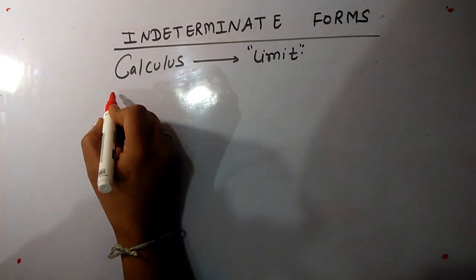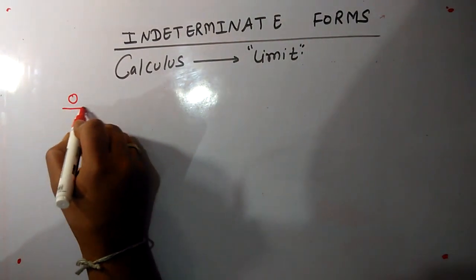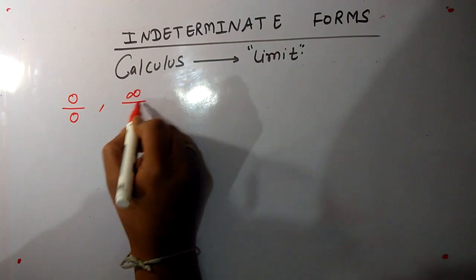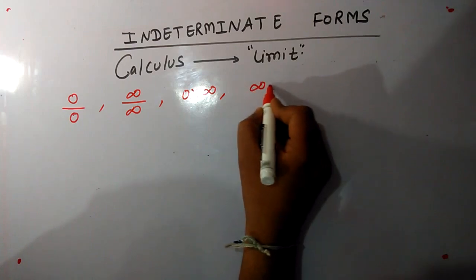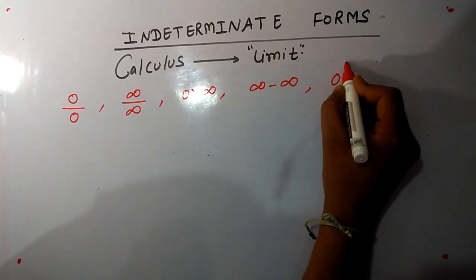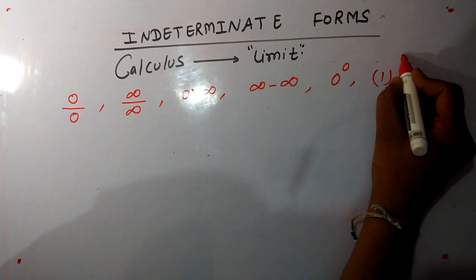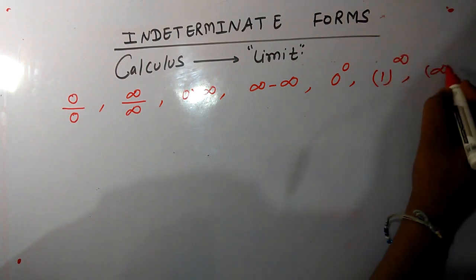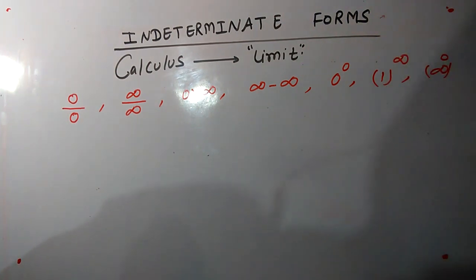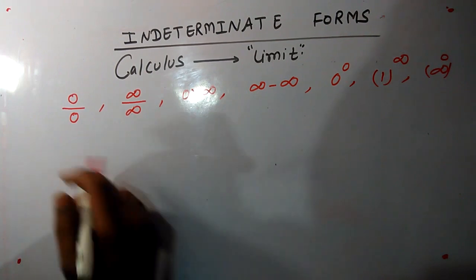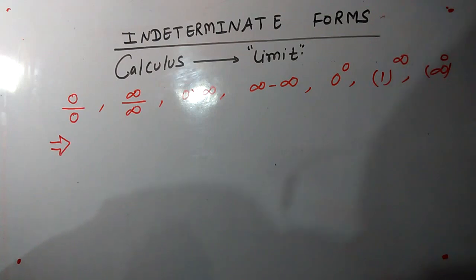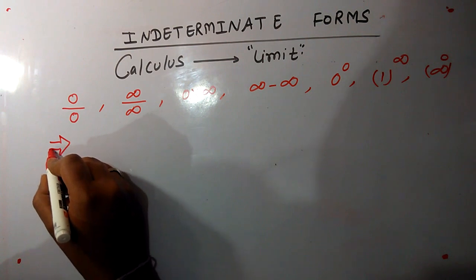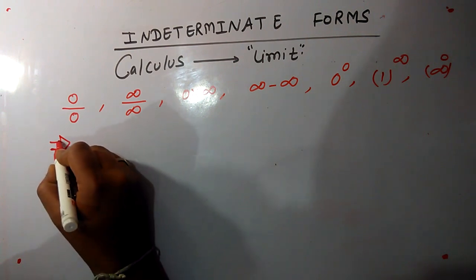Okay, there are 7 indeterminate forms. First 0 by 0, infinity by infinity, 0 into infinity, infinity minus infinity, 0 raised to power 0, 1 raised to power infinity, and infinity raised to power 0. So we will discuss what is indeterminate form. What does it mean? Indeterminate form means the form whose value you cannot determine exactly.